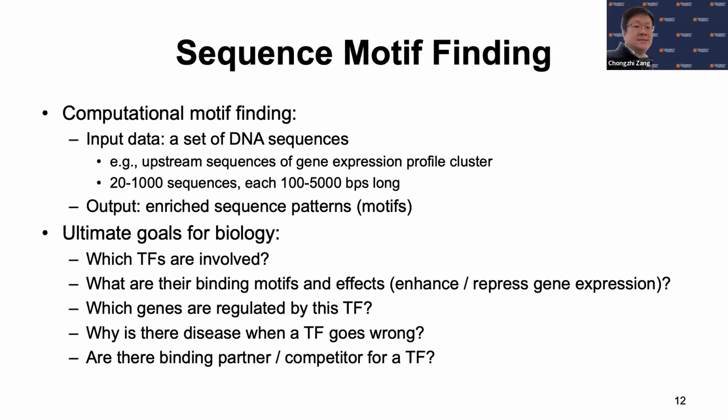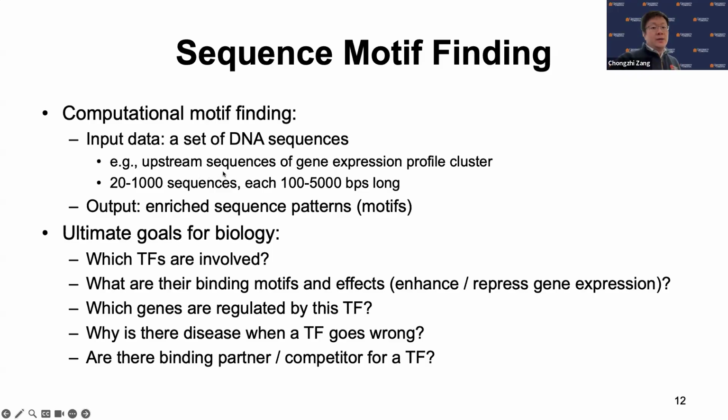A common task is that we have a type of input data, for example, a set of DNA sequences from certain types of experiments. For example, ChIP-seq. We didn't talk about the ChIP-seq technology, but just for you to know, ChIP-seq is a genome-wide sequencing-based technology to identify the genome-wide binding sites of a given transcription factor. Once we know where the binding sites are, we can grab the DNA sequences around those binding sites to form the set of DNA sequences.